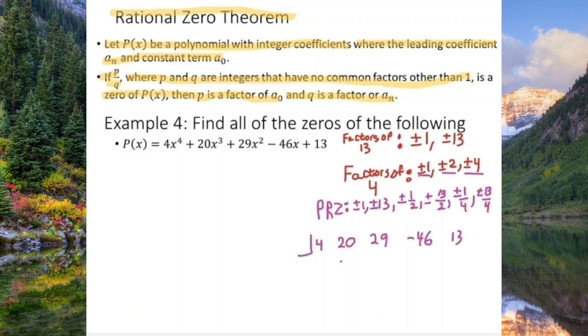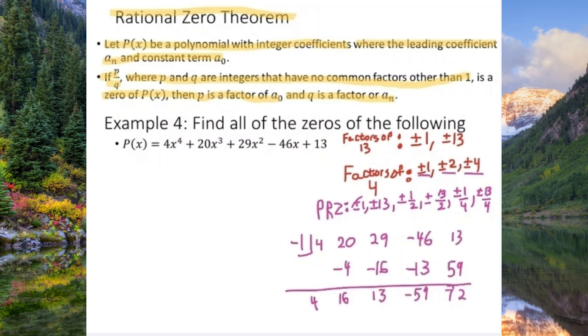We'll start by listing the coefficients of our p of x, and now we'll start guessing at zeros. First, we'll guess 1, and then perform the synthetic division. After performing the synthetic division, we see that the remainder would be 20, which means 1 is not a rational zero. So we'll move to our next guess of -1. When we perform the synthetic division, we get that the remainder is 72, which means -1 is not a zero either. So now we'll move on to 13.